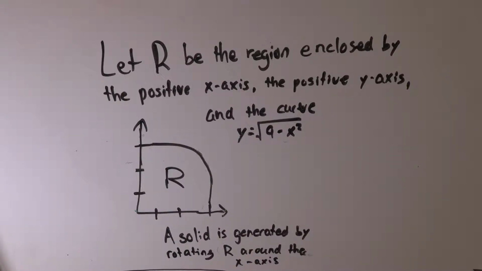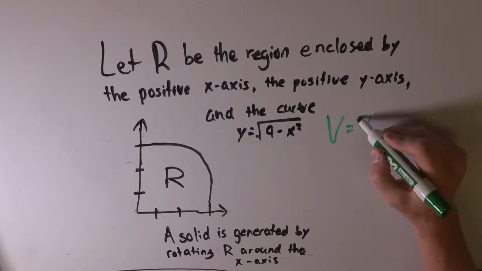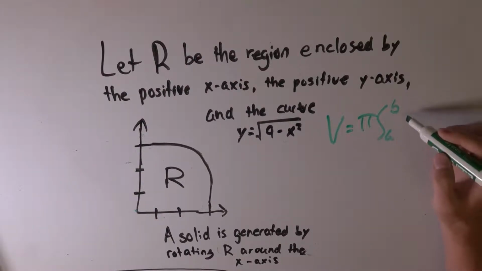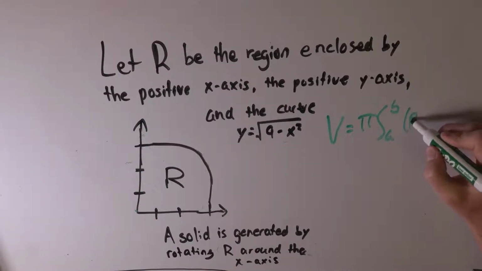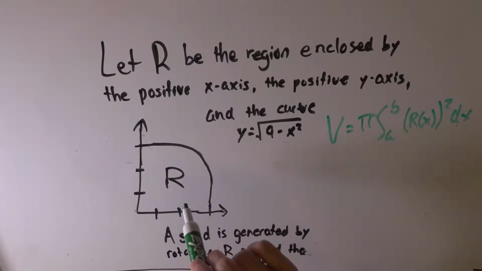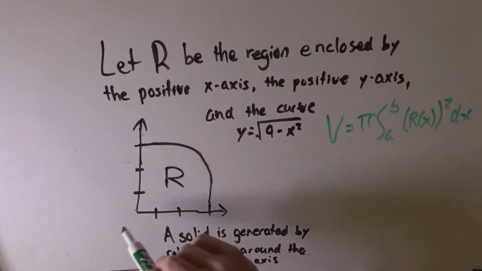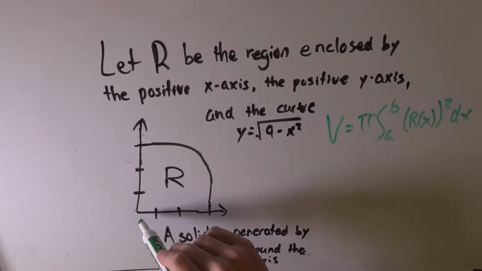So the way you set this up, to start using the disk method, is going to be this way. You're going to write down your equation, real simple, and then you're going to look at this and say, what is going to be my interval from a to b? So for this particular equation, you're going to go from the integral from 0 to 3.